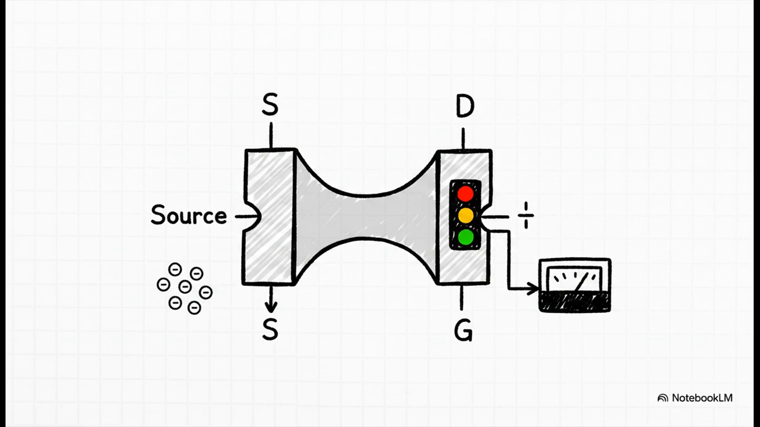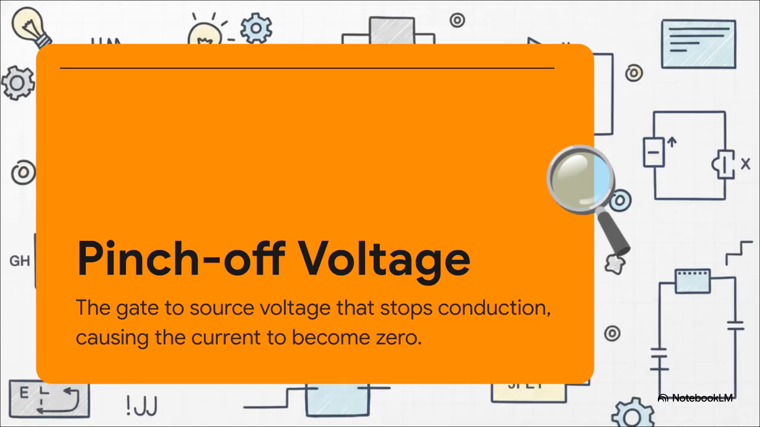It's a perfect illustration of how a simple voltage can act like a perfect on-off switch for electricity. And that exact voltage, the one that's just enough to completely stop the flow, has a special name. It's called the pinch-off voltage. It's that critical point that turns the JFET completely off. And having such a precise voltage-controlled off switch is what makes this device so incredibly useful.